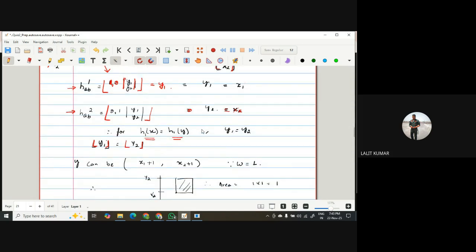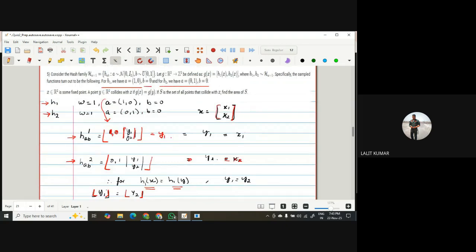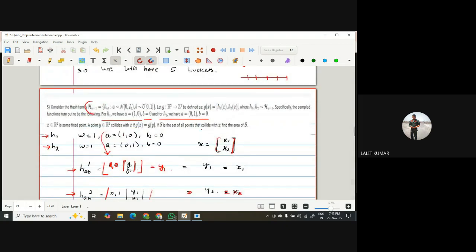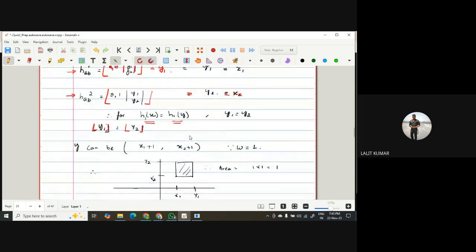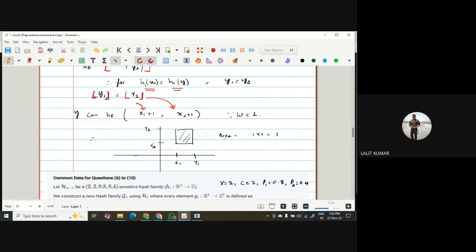Now for this collision to take place, the bucket width is w equal to 1. So your y1 can go maximum up to x1 plus 1 and your y2 can go maximum up to x2 plus 1 if the collision is taking place. Otherwise the collision will not take place. Now when you plot it, x1 plus 1 and x2 plus 1, so this is the area and area will become 1. Is this okay?